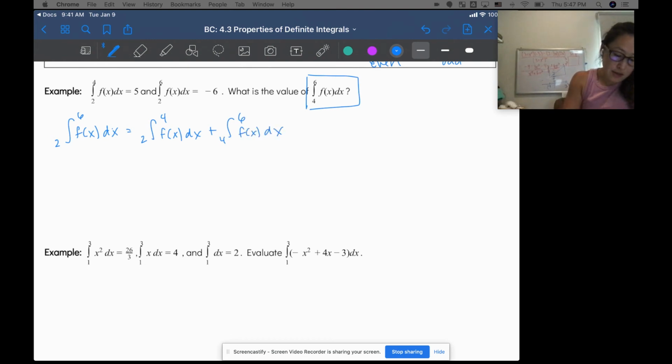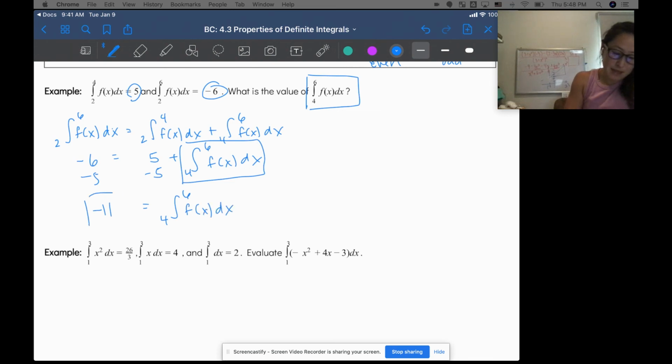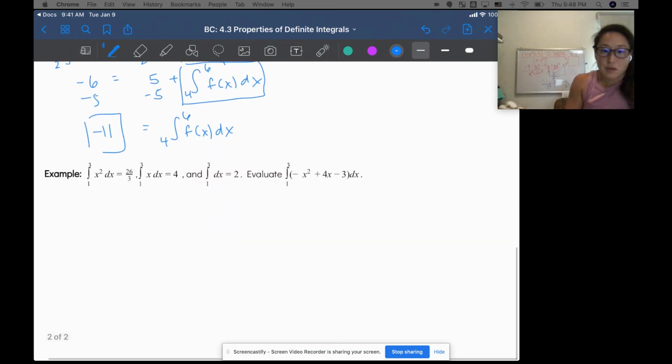And then I can start evaluating. So from 2 to 6, the integral is negative 6. The integral from 2 to 4 would be 5 because it's given. And then I need to add, I don't know, the integral from 4 to 6 of f of x dx. So we're just going to isolate this by subtracting 5. So I get negative 11 is equal to the integral from 4 to 6 of f of x dx. And that's my answer. All right, one more.